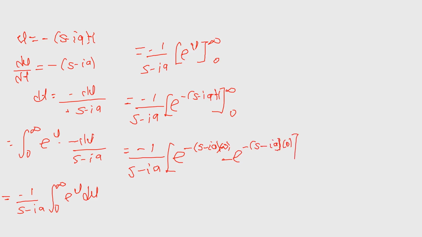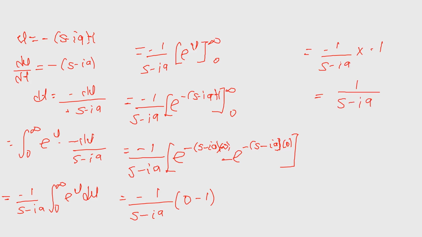Okay, so which is going to be minus 1 over s minus ia, into this one will give you 0, then this will be minus 1, you close the bracket. So now what you are going to have is minus 1 over s minus ia, then multiply by minus 1, which is going to give you 1 over s minus ia. So at this point you rationalize. So if you rationalize, what are you going to have?